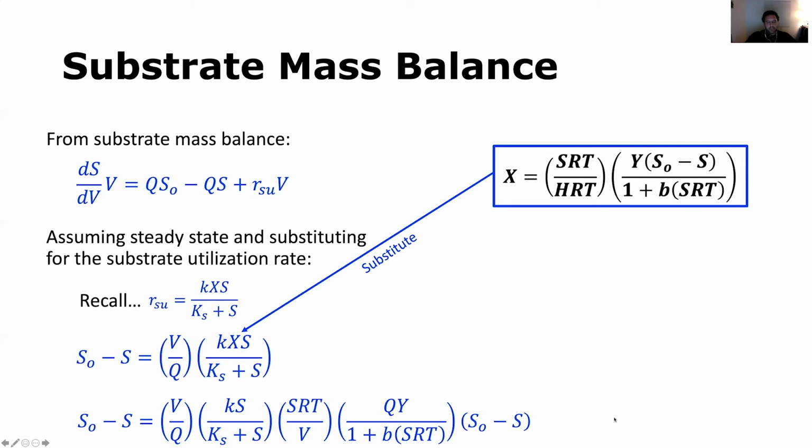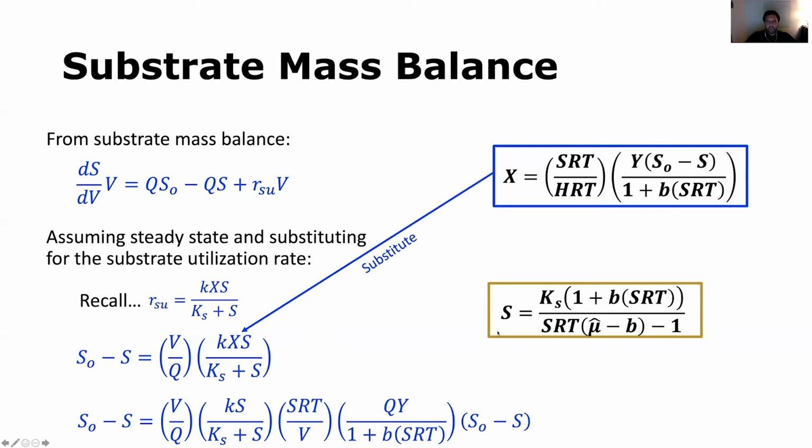All right, some simplification and algebraic manipulation will bring us to the simplified version shown here. This is the second of the two primary equations utilized for modeling suspended growth biological treatment processes. This is the substrate equation. The first one is the biomass equation. The second one is the substrate equation. So S is equal to Ks times (1 plus B times SRT) divided by (SRT times the maximum specific growth rate minus B, and that whole thing minus 1) in the denominator.